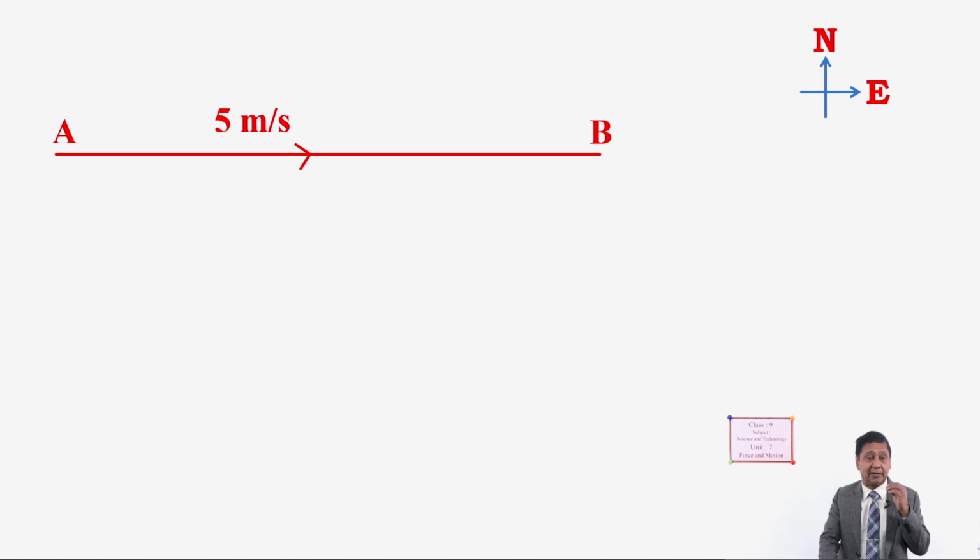When it reaches B, then instead of moving straight, it now turns towards south. Now when it moves towards south, its rate of motion is 5 meter per second.